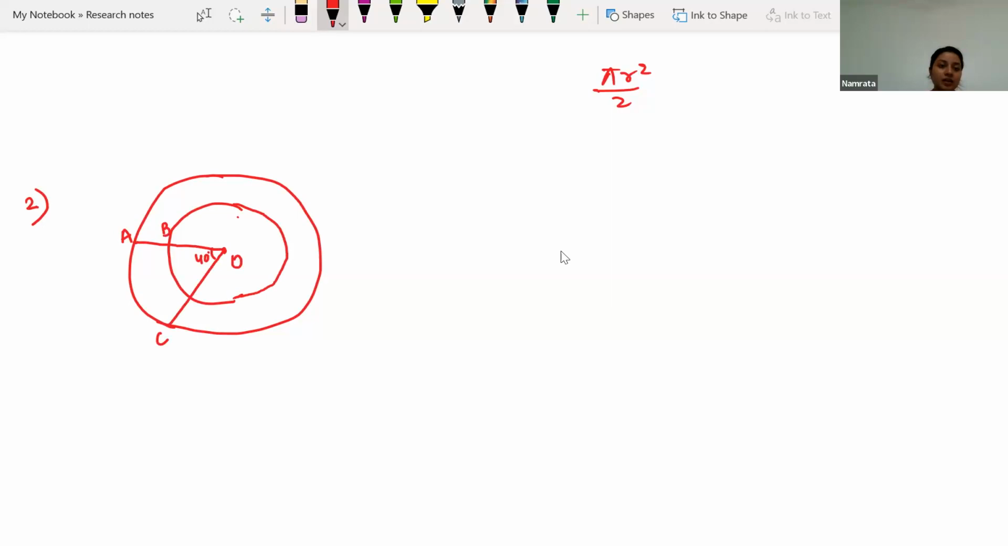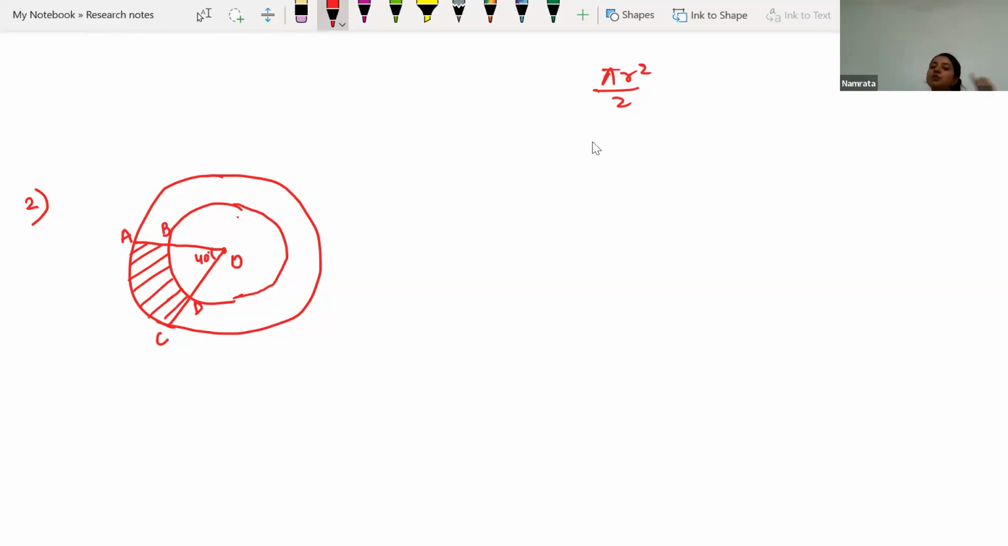And we have to find the area of this portion. This is the shaded region. We have to find the area of this region only. Okay, 40 degree angle is already given over here. Let me read the question. Find the area of the shaded region if the radii of the two concentric circles are 7 centimeter and 14 centimeter. So these are concentric circles.